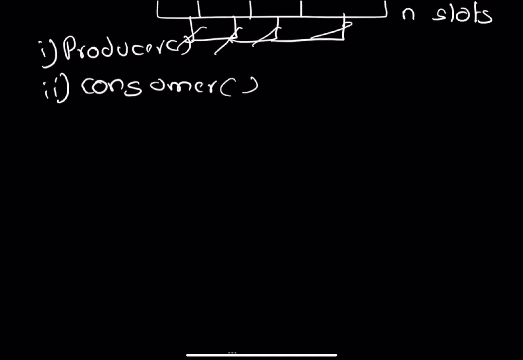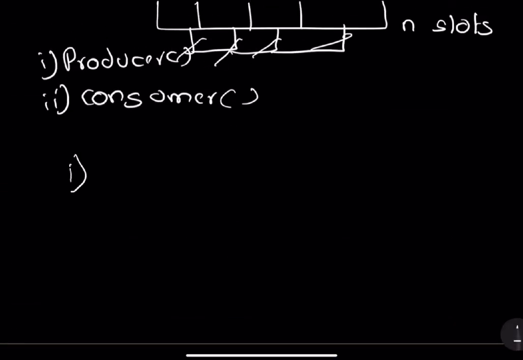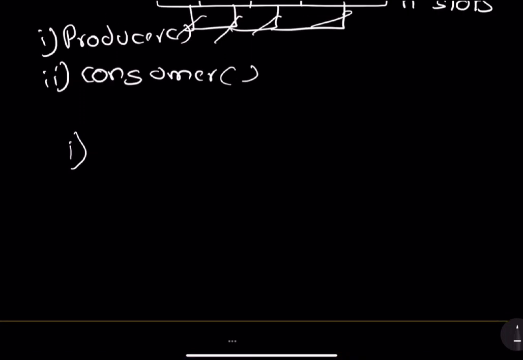Now let's discuss the conditions that are to be achieved. The first condition: if the buffer is full, meaning every slot has data, and the producer process tries to insert data into it, that cannot be done and causes an error. So this should be avoided.